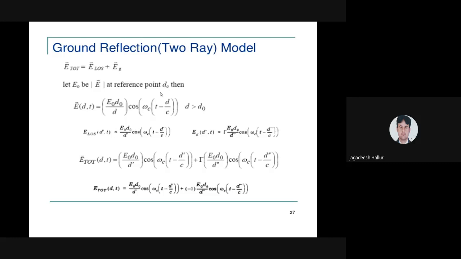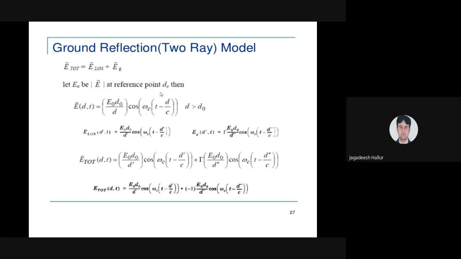One is the ground reflected wave, and one is the direct line of sight wave. The distance for the direct line of sight is d dash, and the distance for the ground reflected wave is d double dash. With respect to this, we are getting two equations, one for the direct line of sight and one for the ground reflected wave.